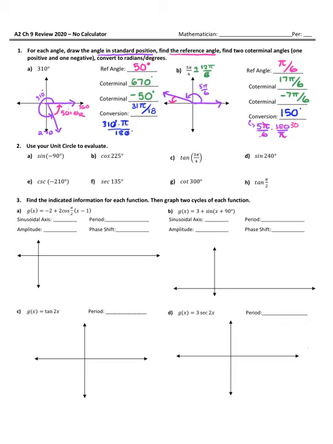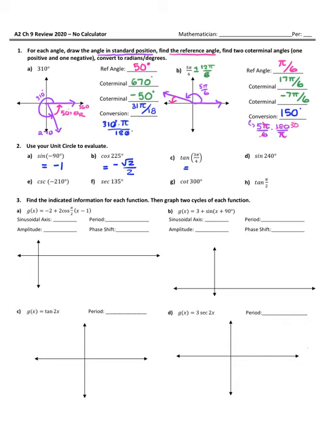Now you're going to use your unit circle, and hopefully you have one handy. I have my little cutout of one. So sine of negative 90 means you're going down to 270 degrees. The y value there is going to be a negative 1. Then you can find 225 is in the third quadrant. Cosine is the x value, so that will be a negative rad 2 over 2.